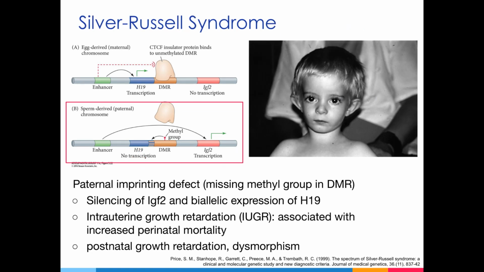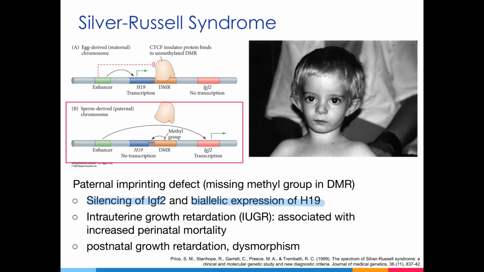A paternal imprinting defect can occur if a methyl group is not added to the insulator during spermatogenesis. So in this case, the paternal allele will look exactly like the maternal allele. Now, the result of this is that there will be no IGF-2 made and biallelic expression of H19. Now, since IGF-2 is important for cell growth and for cell division during development, the child is smaller than normal as a result of prenatal and postnatal growth retardation.